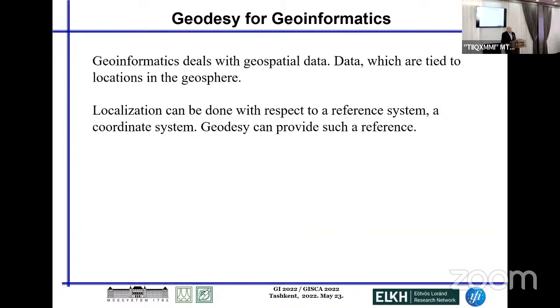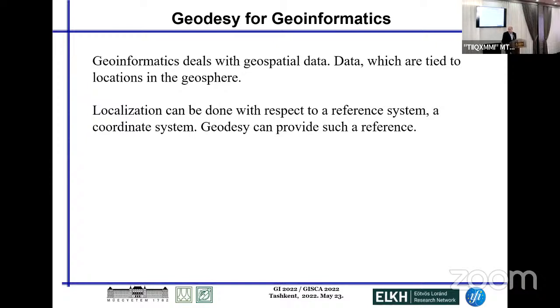Geoinformatics deals definitely with geospatial data, which means that whatever data we have, it is tied to location, normally on the surface of the Earth or, in a wider extent, in the geosphere. In order to do any kind of localization, to provide positions, we definitely need a reference system, a coordinate system. And this is what geodesy can serve.